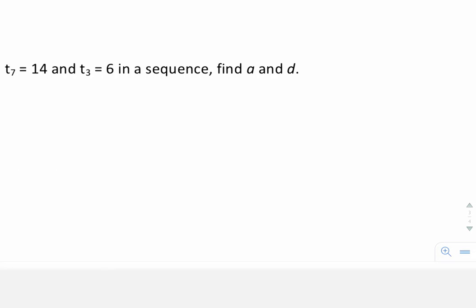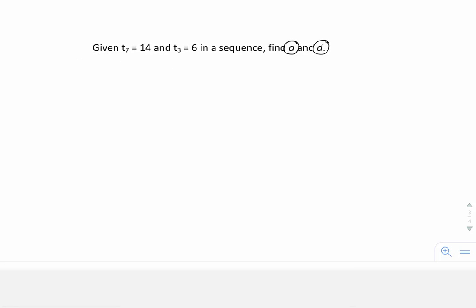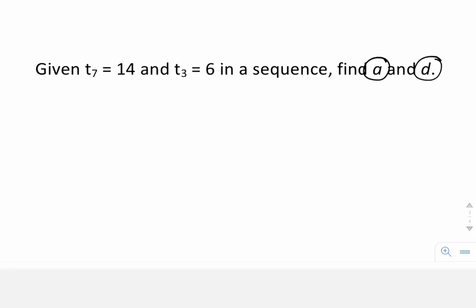Okay, so given t sub 7 is equal to 14 and t sub 3 is equal to 6, in some sequence we want to find the initial term a and the common difference d. This and this here. So how do we begin? Well, we begin by invoking our arithmetic sequence formula.